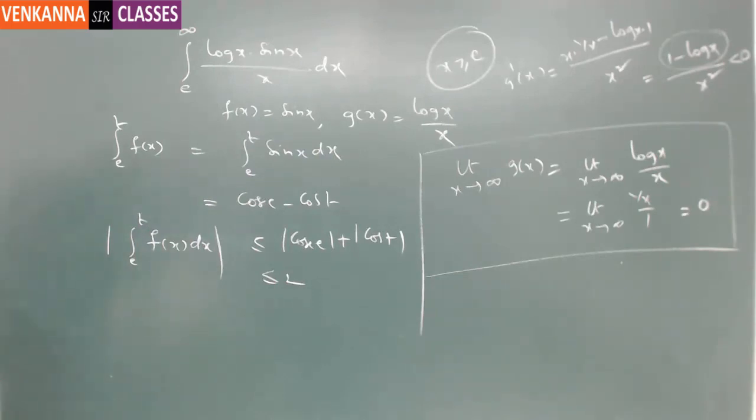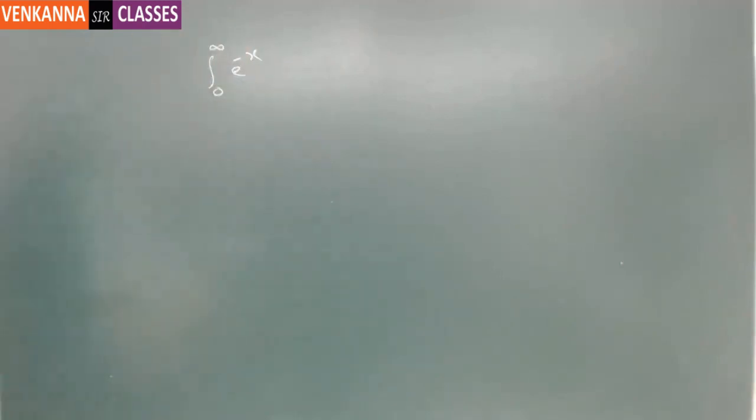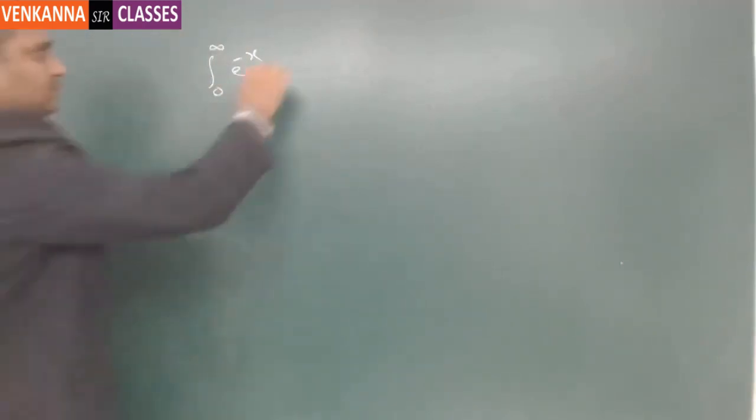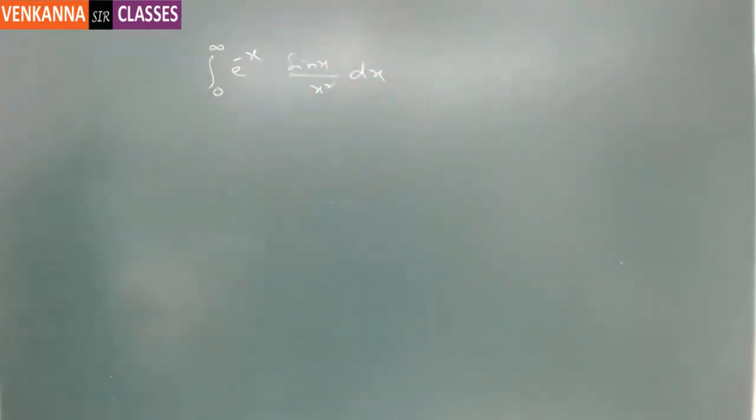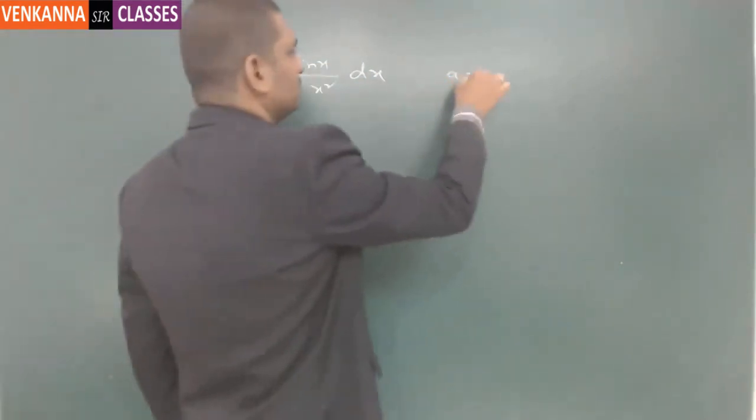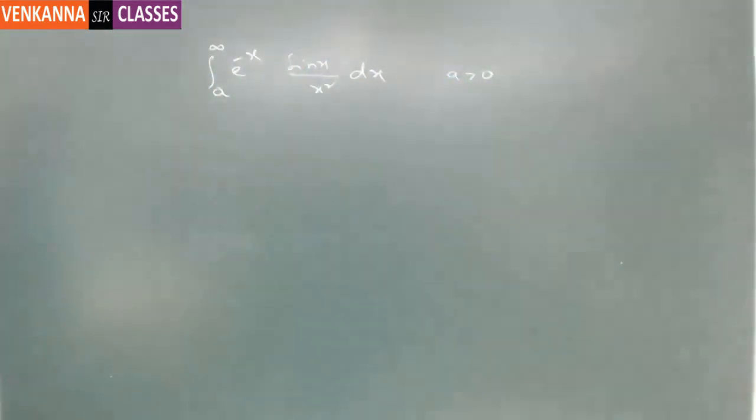Now, I just want to take one more problem and I wish to conclude this session over improper integrals. So it is taken as integral 0 to infinity e power minus x into sin x by x square dx. And let us take the part as a to infinity, where a greater than 0, right? So the problem is given as integral a to infinity e power minus x into sin x by x square dx, where a greater than 0.